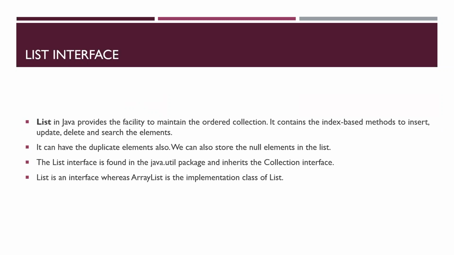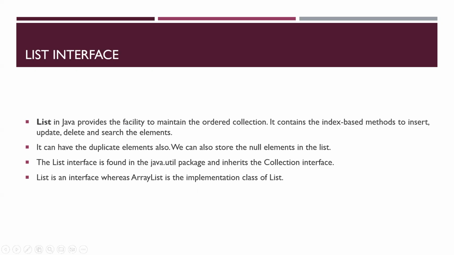A list can have duplicate elements, that means having the same element multiple times. We can also store null elements in the list. Null means an object which does not have any value, that is called a null in Java.